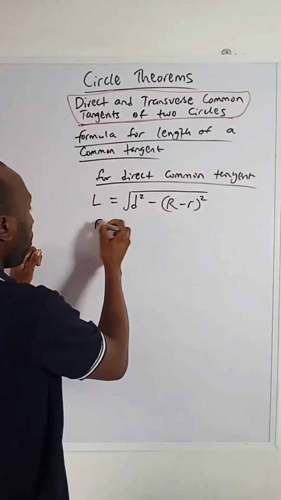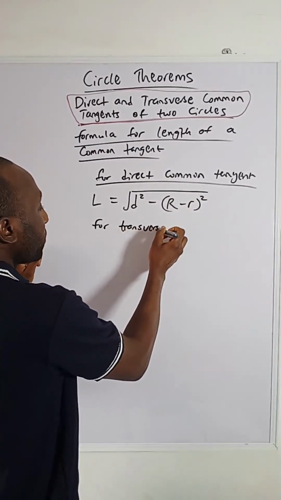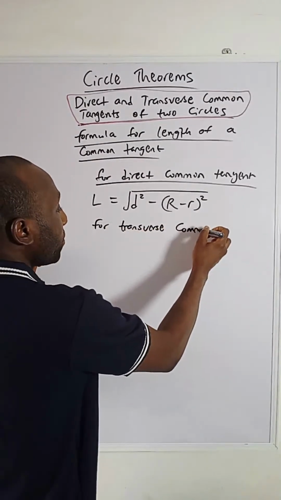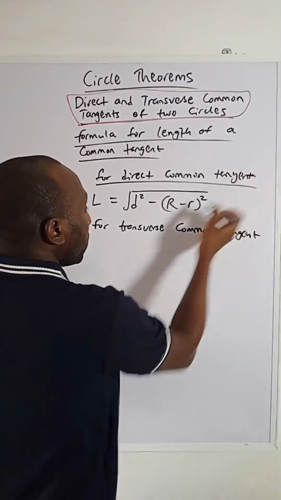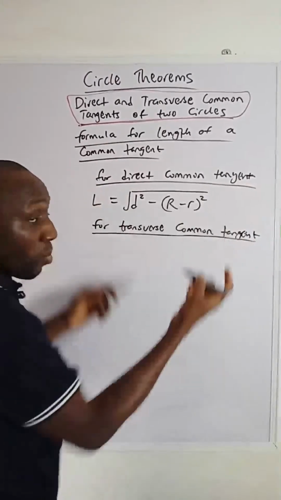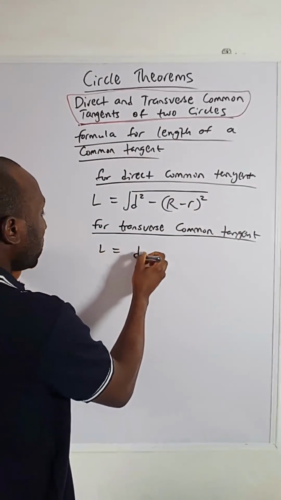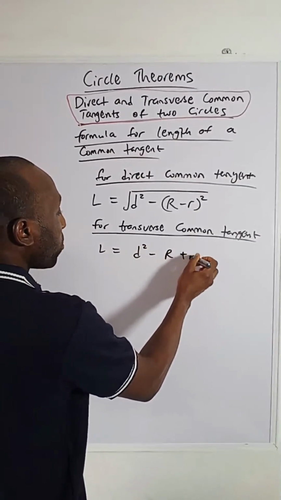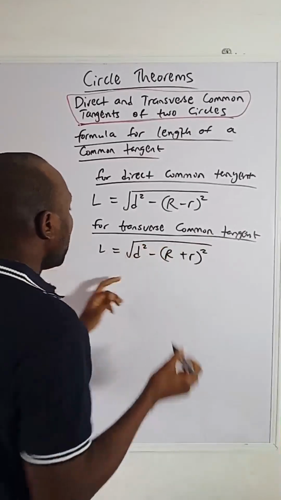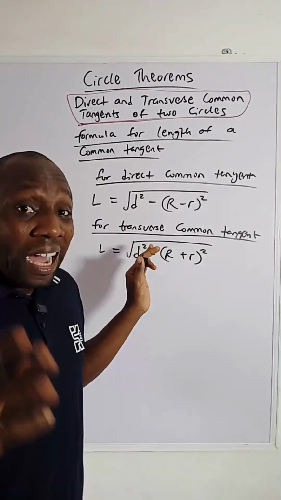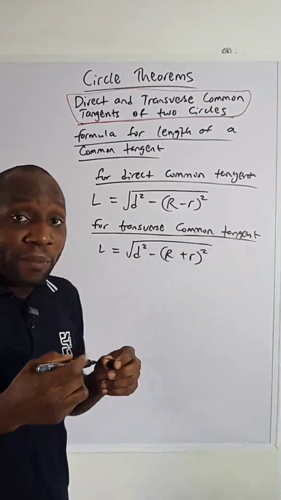But what about for transverse common tangent? The formula is almost the same thing, just a difference here. It is L is equal to the square root of d squared minus big R plus small r, all squared. So this is the formula for calculating the length of a transverse common tangent.